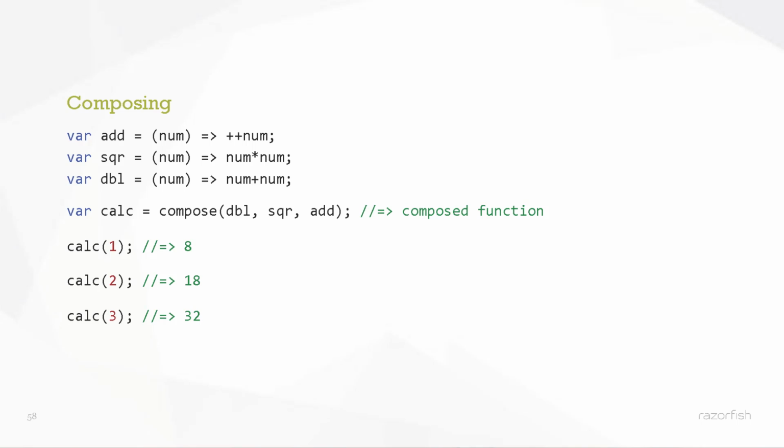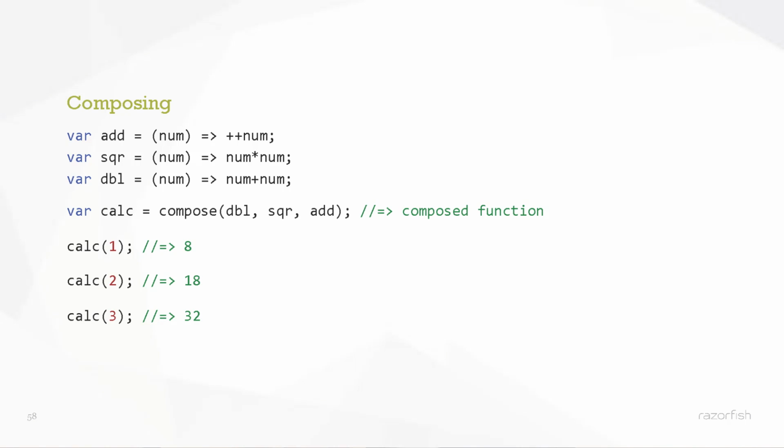Welcome to composition. Okay, so here we're showing three different functions. One increments a number. You pass it a number, it adds 1 to it. The second one just multiplies it by itself. The third one doubles it by adding itself to itself. So now if I want to do this awesome calculation, I can just put all these functions together and pass it to a new function.